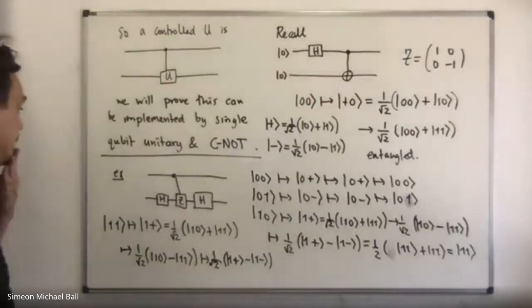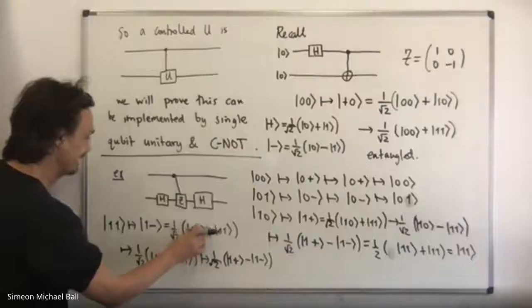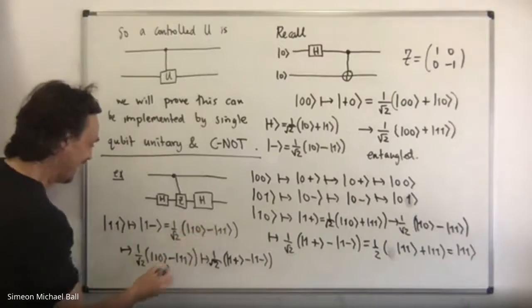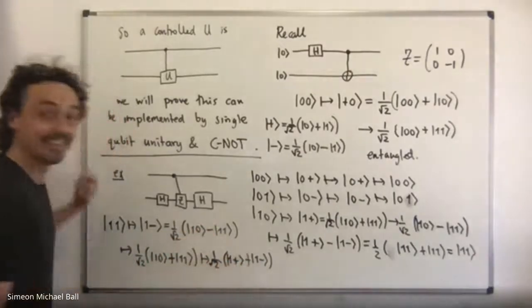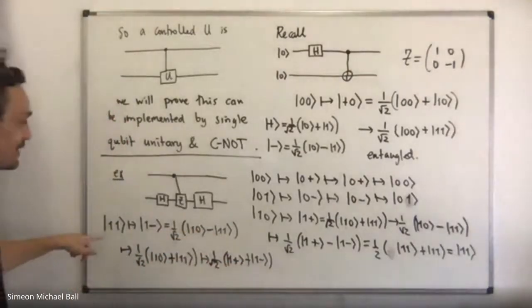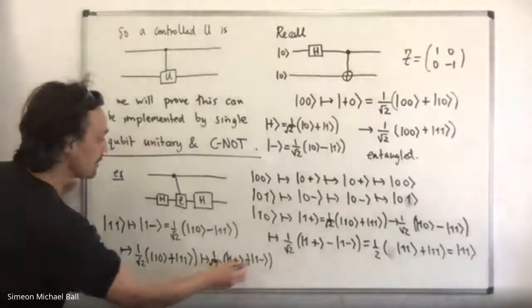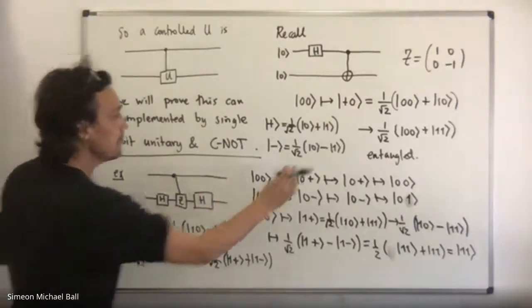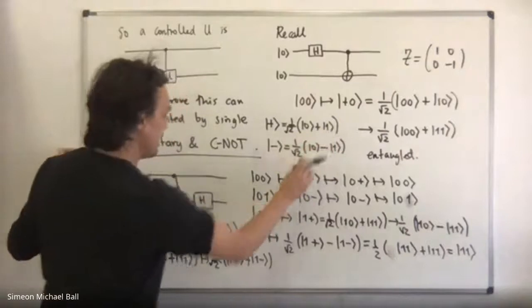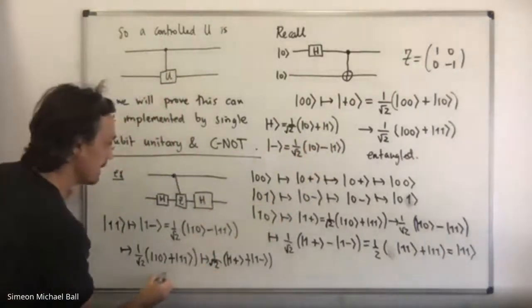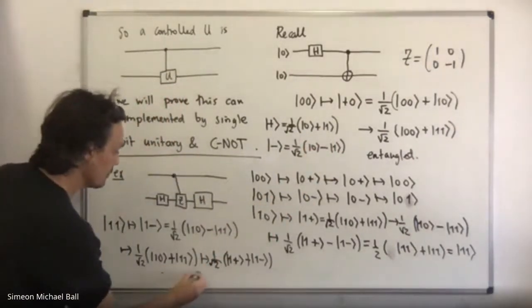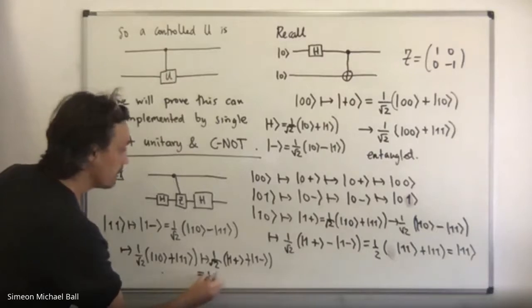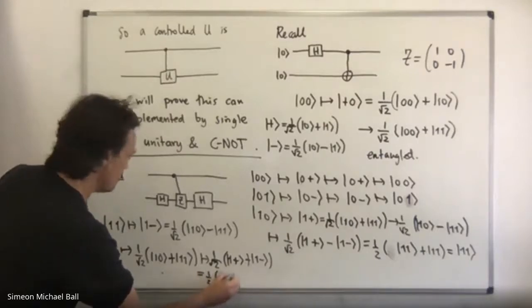Does the 1, 1 map to 1 minus or 1 plus? Thank you. I was doing the same one as before. And so when I sum these two, these bits cancel, and then I get left with the 1, 0 here. So this is then equal to 1/2 twice 1, 0.